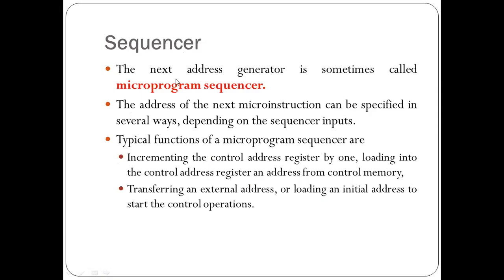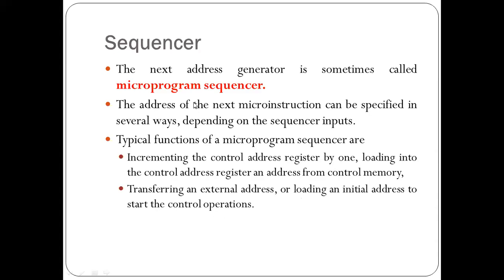What about the sequencer? The sequencer, or the next address generator. The address of the next micro instruction can be specified in several ways depending on the sequencer inputs. Typical functions of the microprogram sequencer: if it is the next instruction, it just increments the control address register by one. Or sometimes it will load the control address register from the control memory, transferring an external address or loading an initial address to start the control operations.